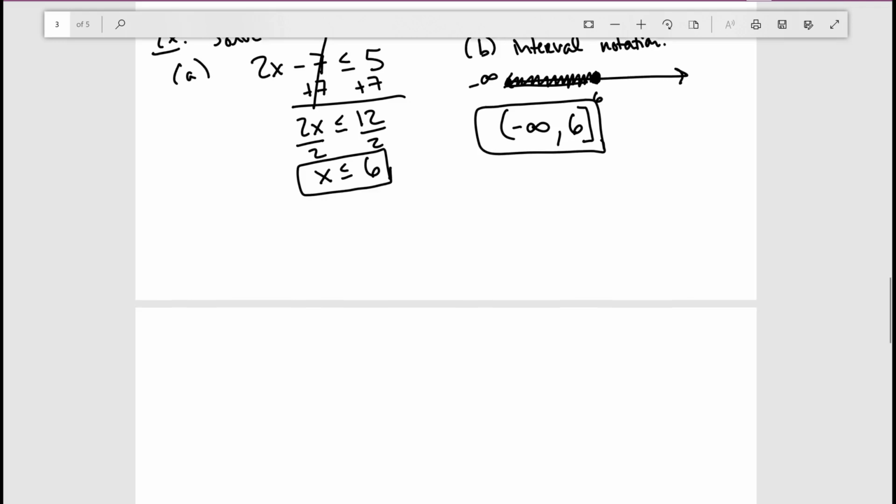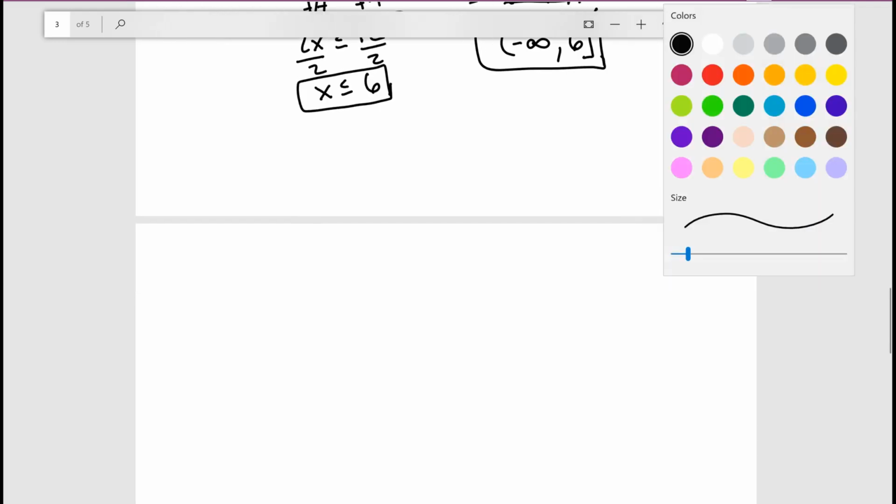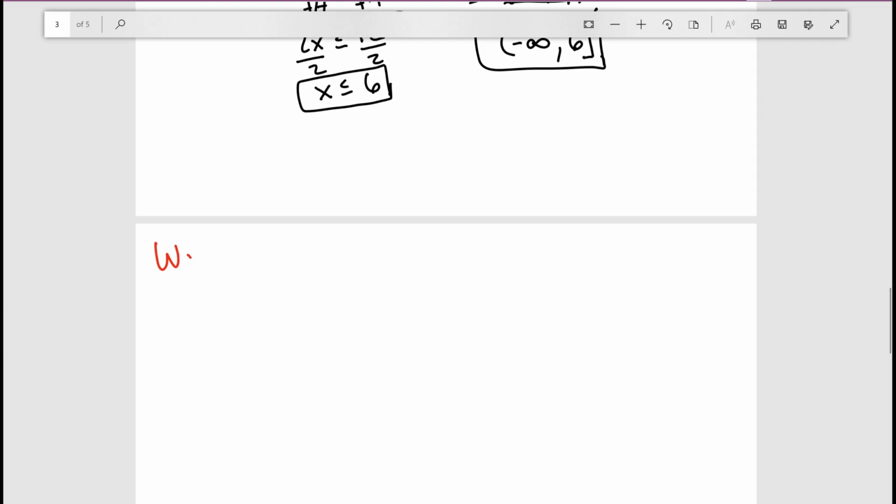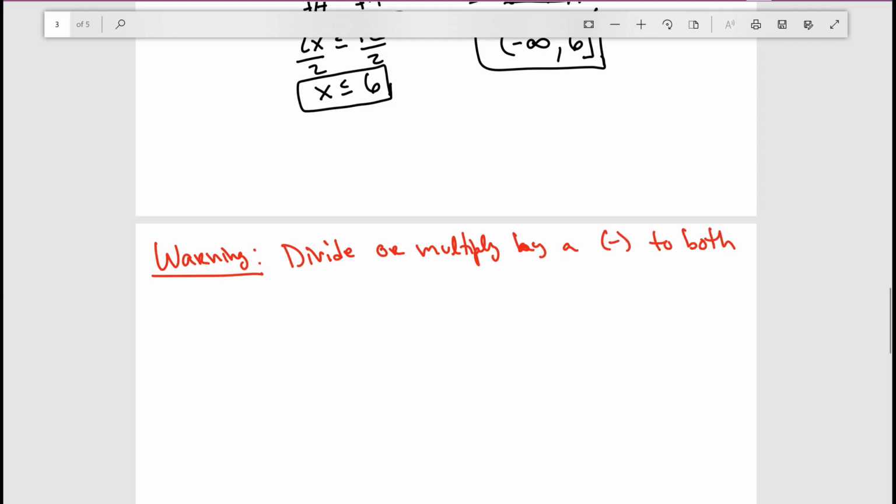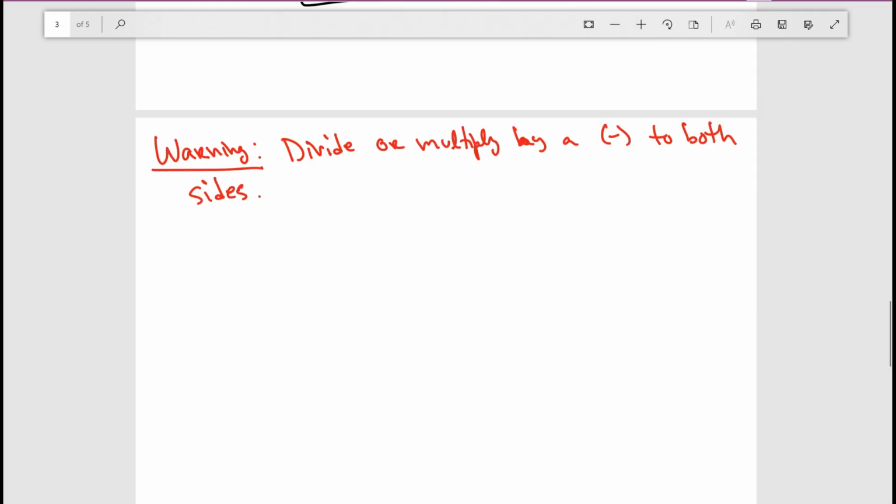Okay, now one thing that you have to be very careful with, and I'm going to put a warning sign. All right, warning. And the warning comes when you divide or multiply by a negative to both sides. So what happens here is that when you divide or multiply by a negative to both sides, you have to change the sign. So you got to flip the sign over.